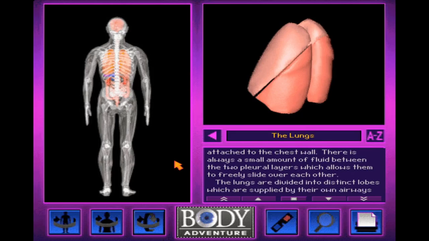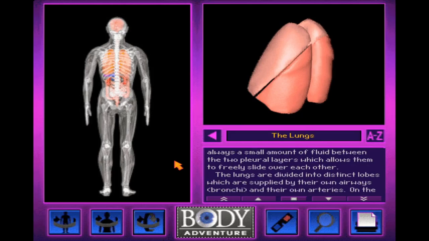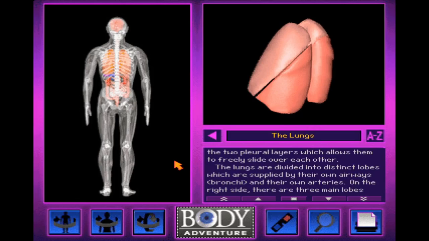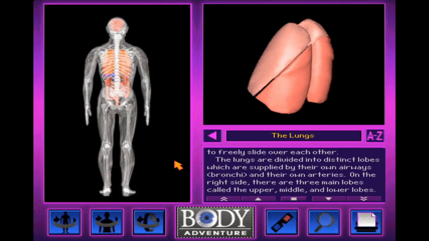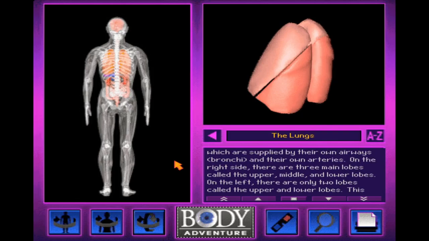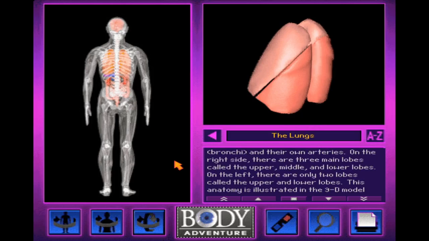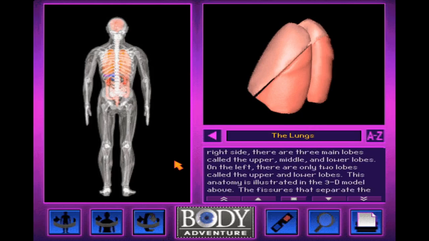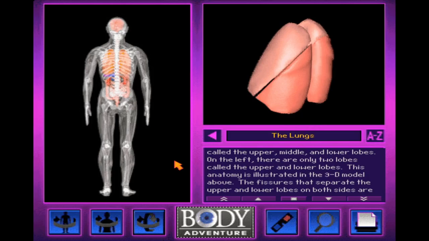each other. The lungs are divided into distinct lobes, which are supplied by their own airways, bronchi, and their own arteries. On the right side, there are three main lobes called the upper, middle, and lower lobes. On the left, there are only two lobes called the upper and lower lobes. This anatomy is illustrated in the 3D model above.